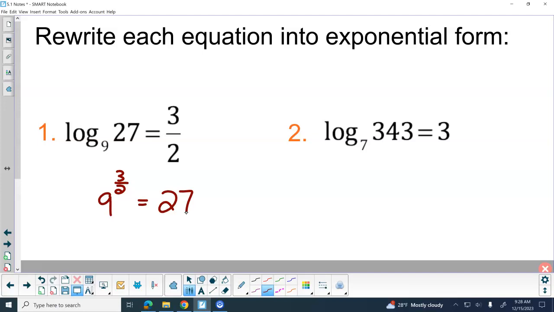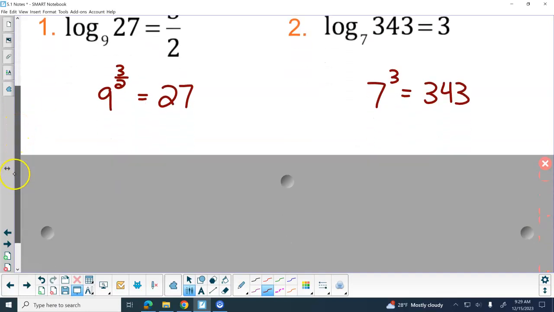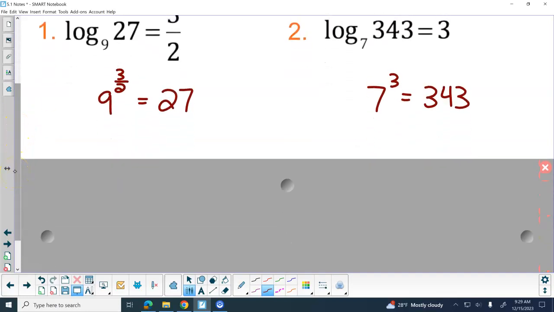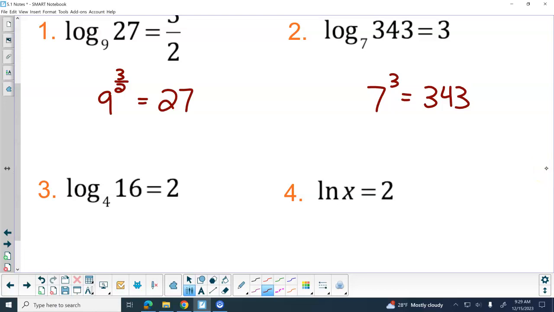What about number 2? 7 to the 3rd equals 343. That is also a true statement. 7 cubed, 7 times 7 is 49, times 7 is 343. Logs find exponents. Try those two.